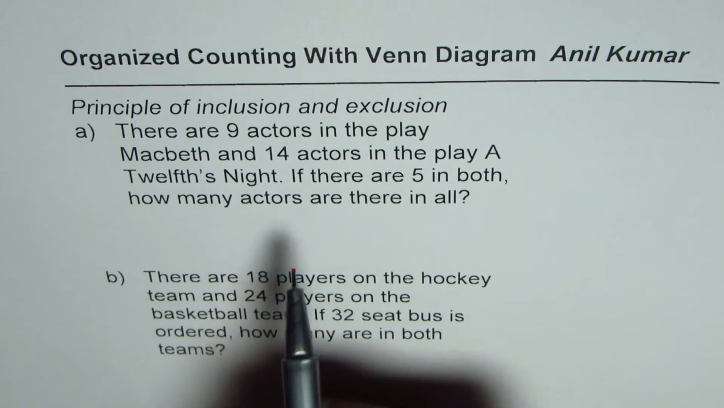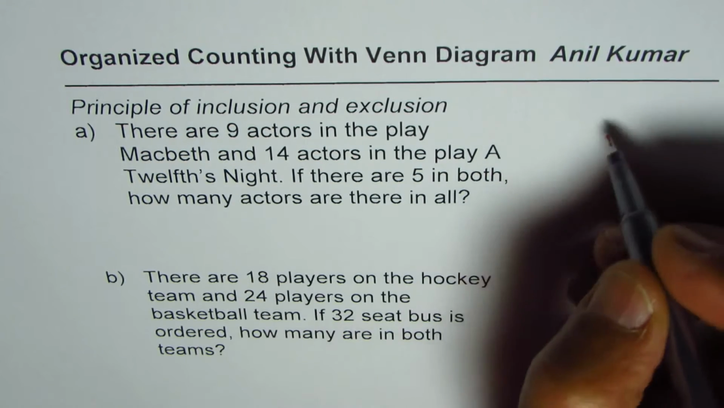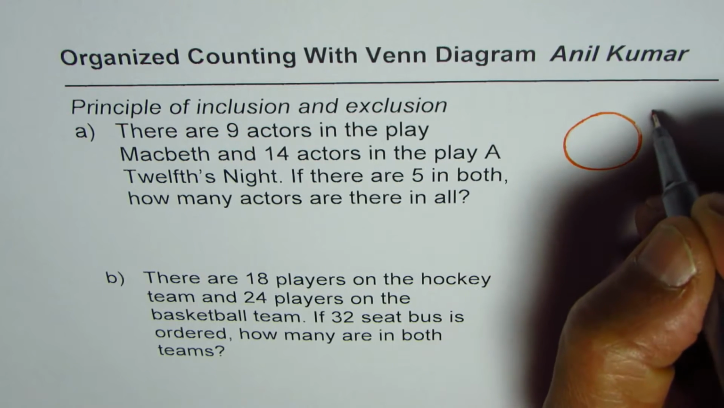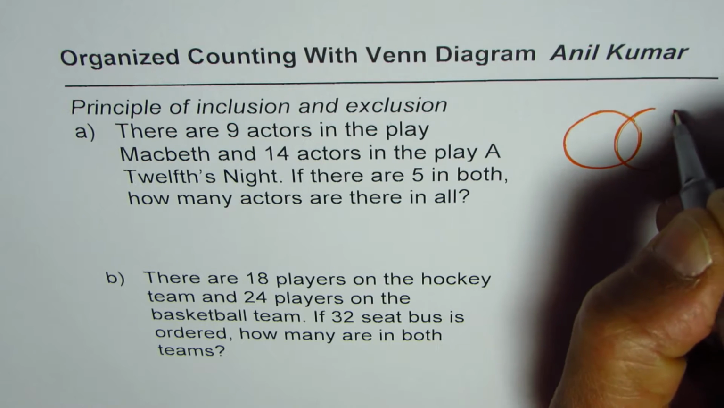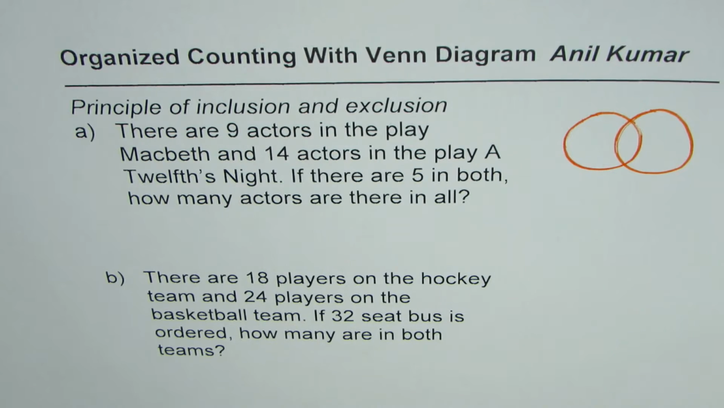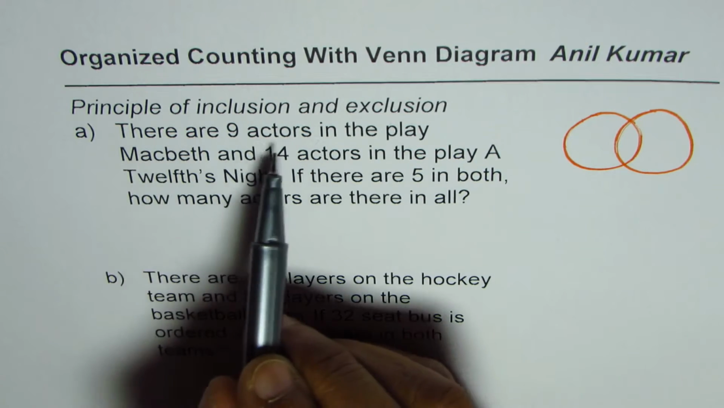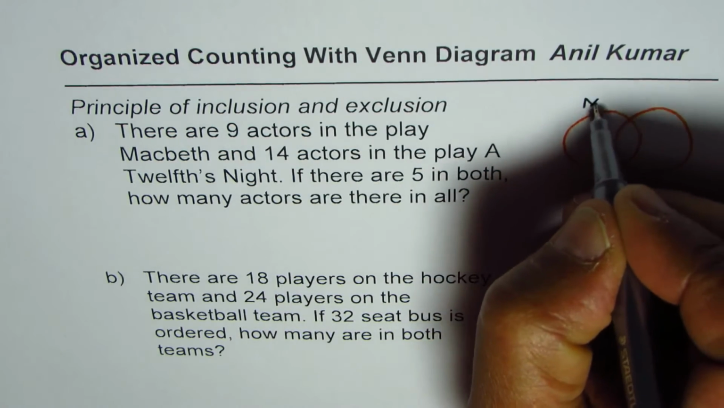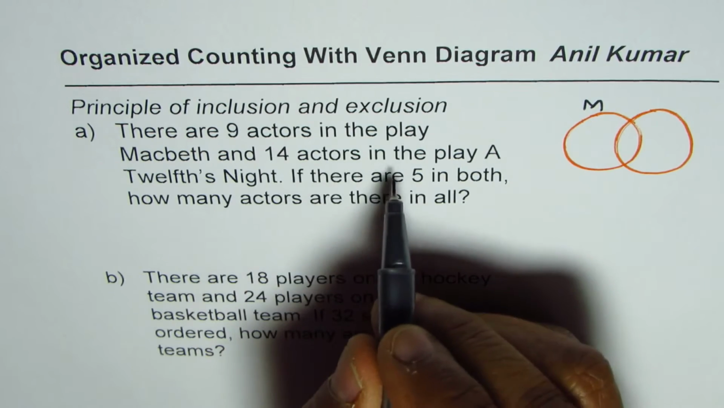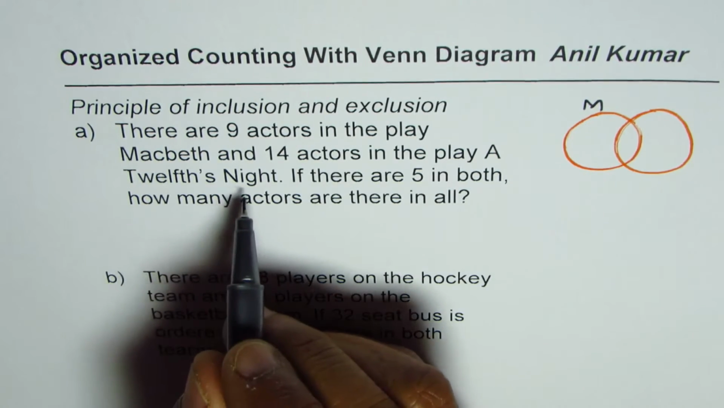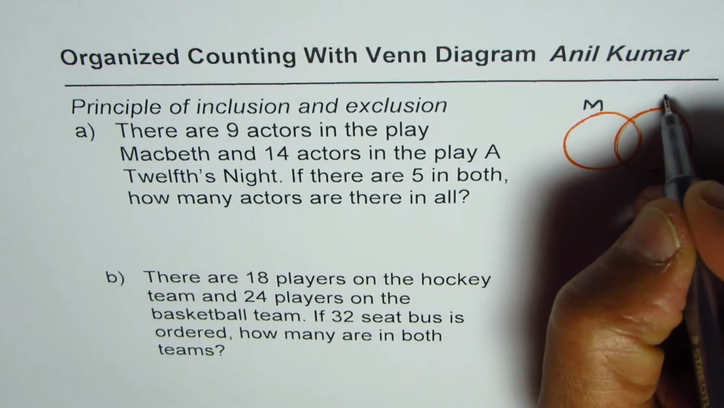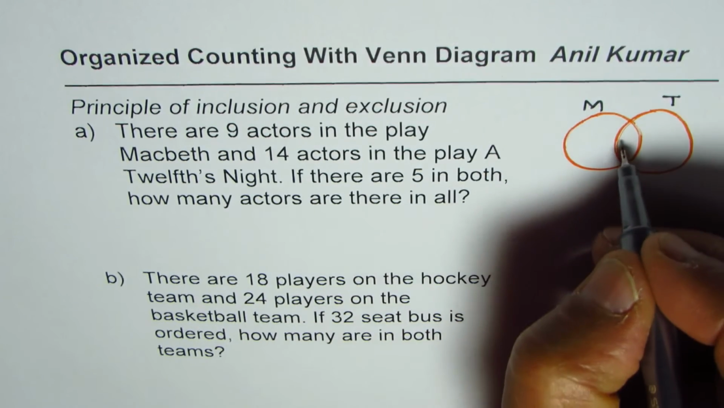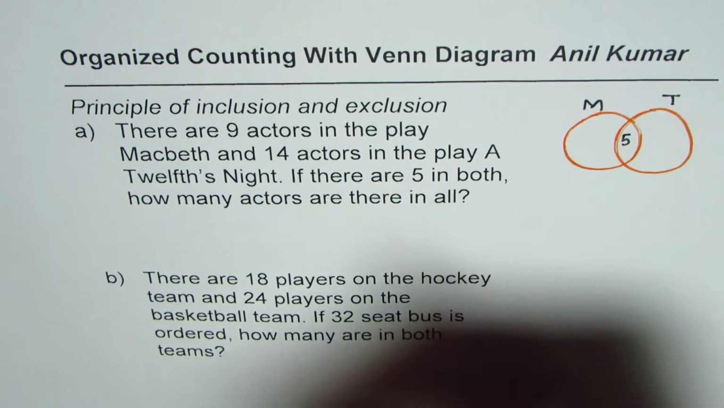Let's begin by sketching the Venn diagram actually. So two items, so we have 2 circles. And let us say that we have 9 actors in the play Macbeth. So let's say this is for Macbeth, and there are 14 in the play A Twelfth Night. So this is T, the Twelfth Night, and there are 5 in both. That means 5 is common here.